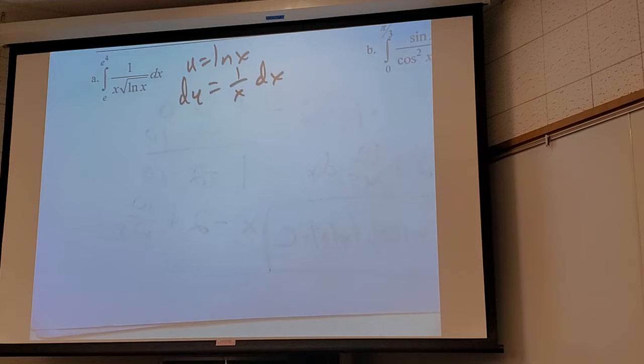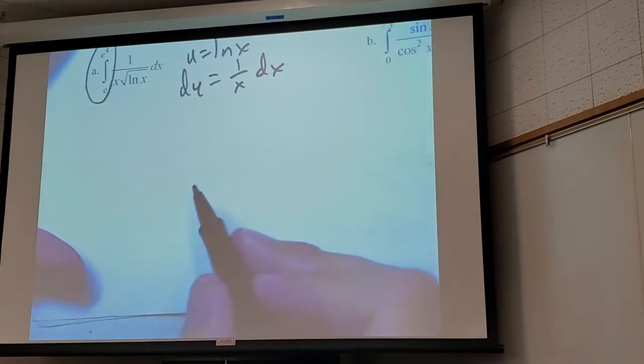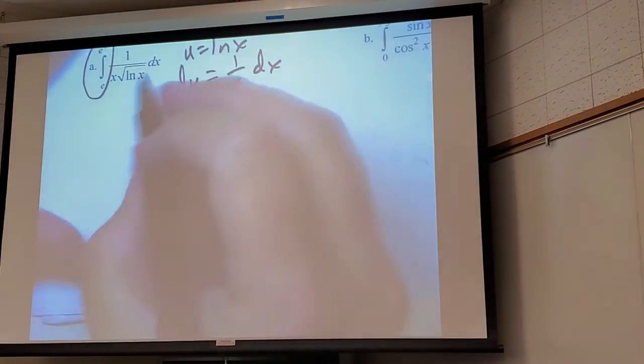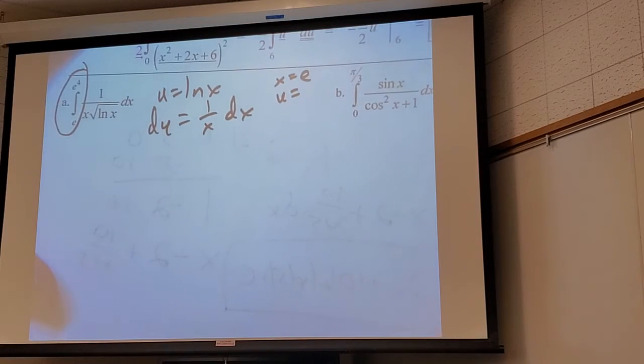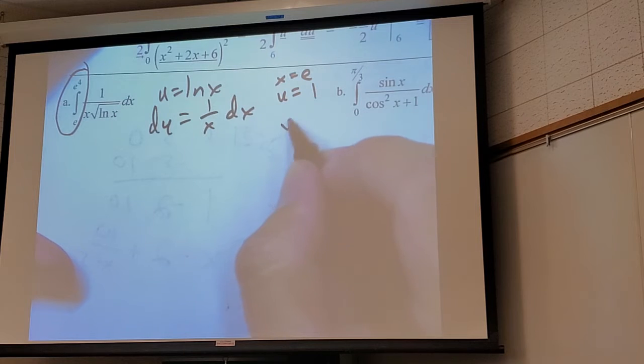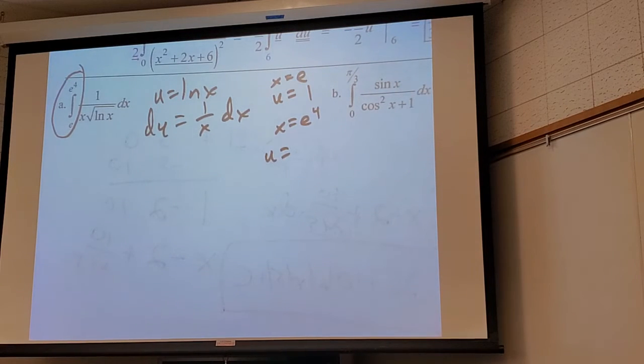Now let's do it this way, because I'm going to do our problems the u change way instead of the old Jeff way, right? Just because, again, it's more generally accepted. So I have to change the limits. When x is e, what's u? Yeah, natural log of e is 1. When x is e to the 4th, what's u? 4. Good. Natural log of e to the 4th, natural log and e cancel, so you get 4.